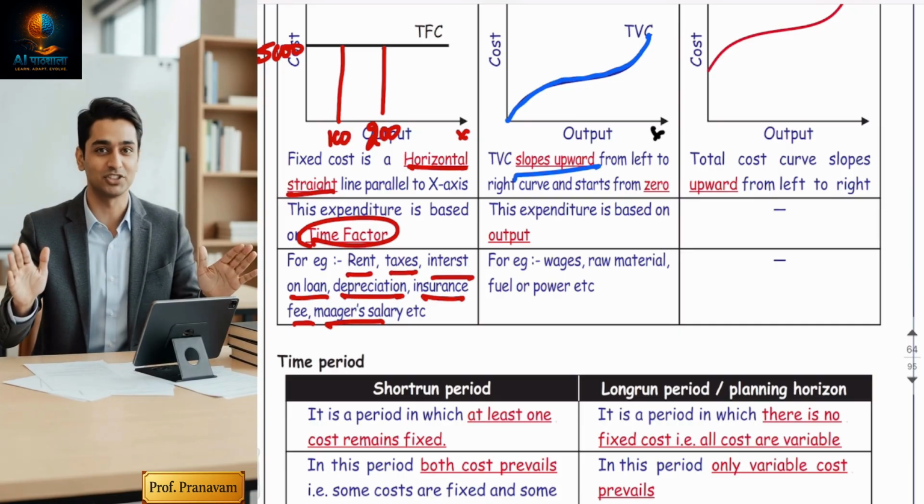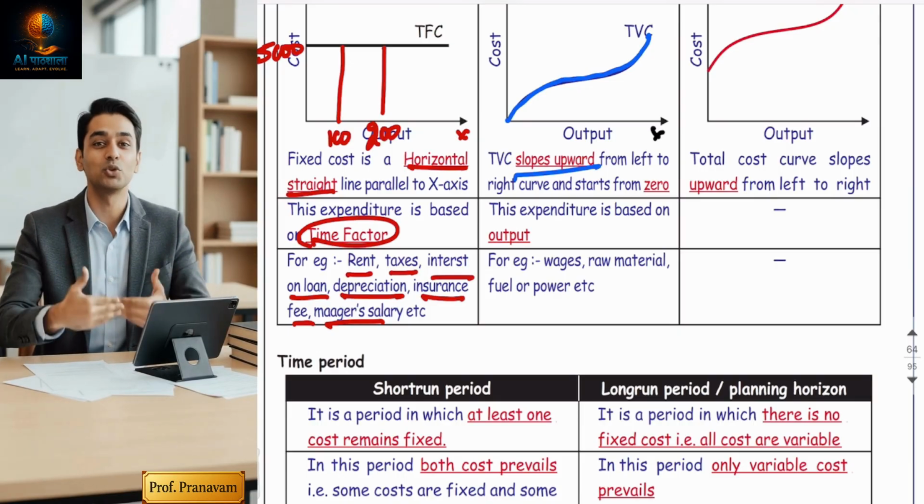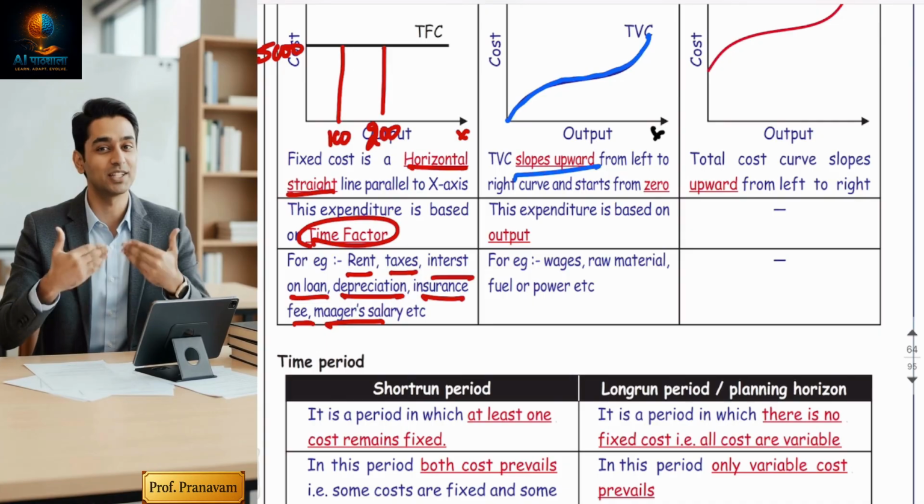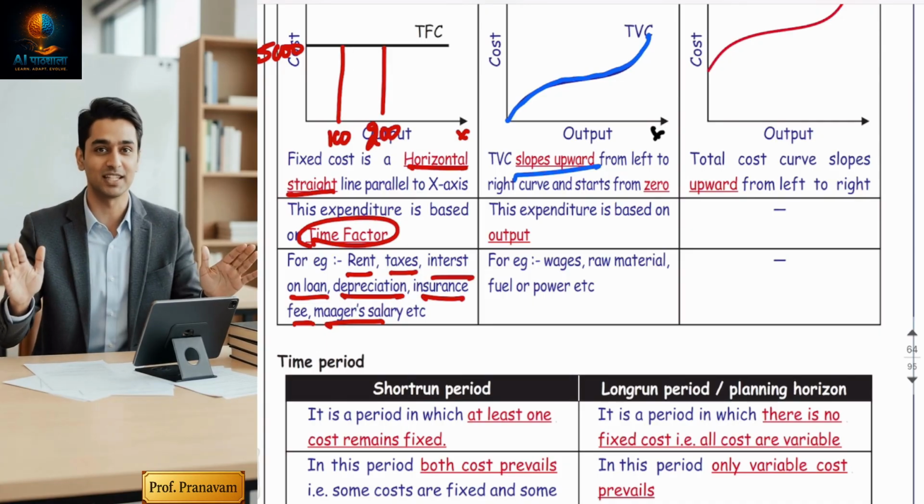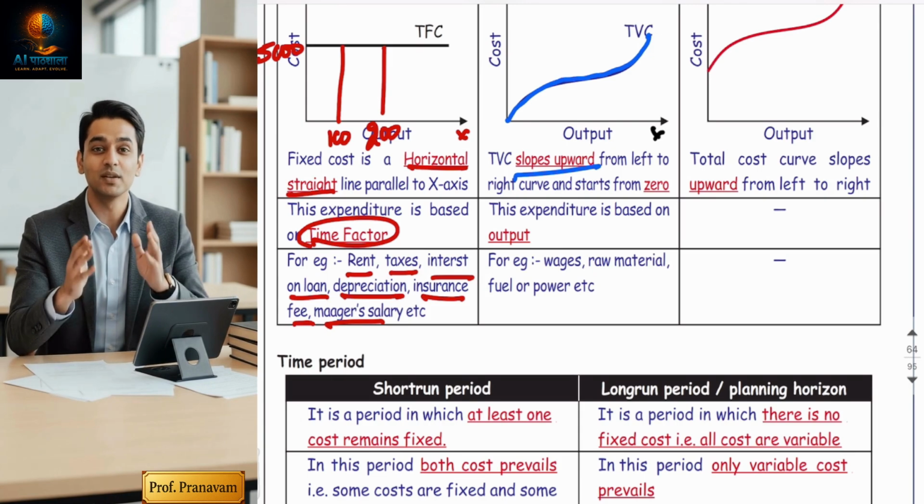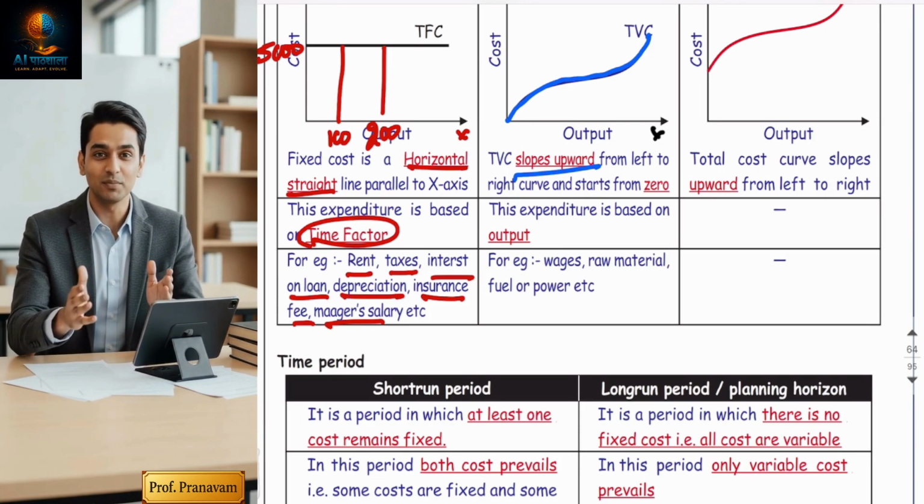Guys, there is only one point. Variable cost always depends on output. If you want to produce more output, more variable cost. Sir, how come? Guys, very simple. The best example is raw material. If you want to produce more chocolates, you need more raw material, so your expenditure will increase. If you are producing fewer chocolates, less raw material you need.